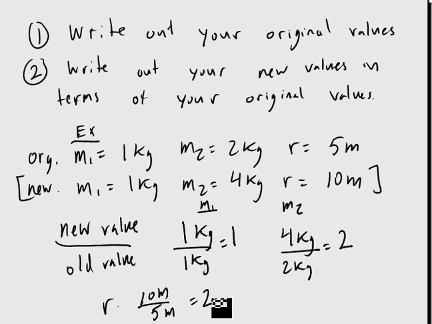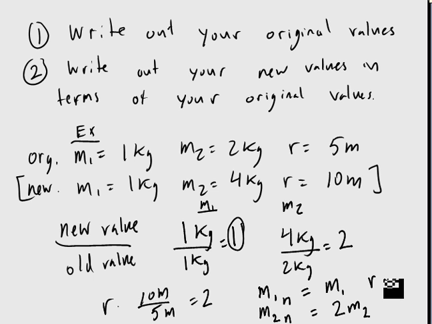So now what do these numbers mean? This means that the new mass 1 is equal to 1 times the original mass 1. So this one we could just say that the new mass 1, let's put an N for new, is the old mass 1. For mass 2, the new mass 2 is equal to 2 times the old mass 2. And for R, the new R is equal to 2 times the old R.